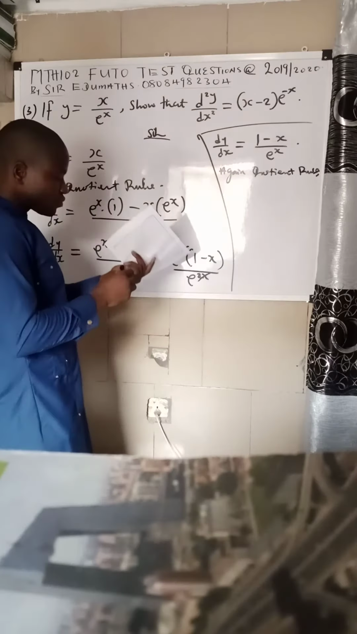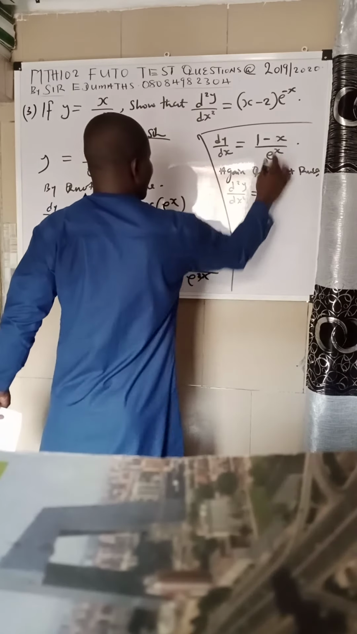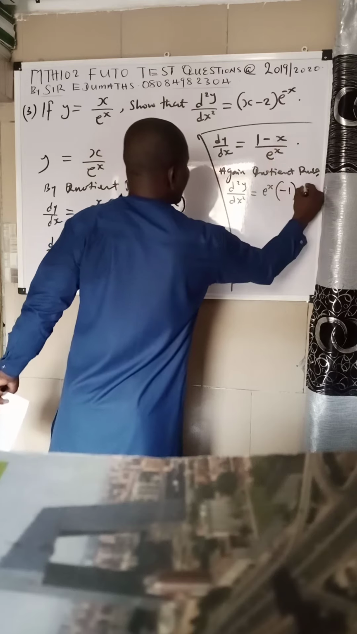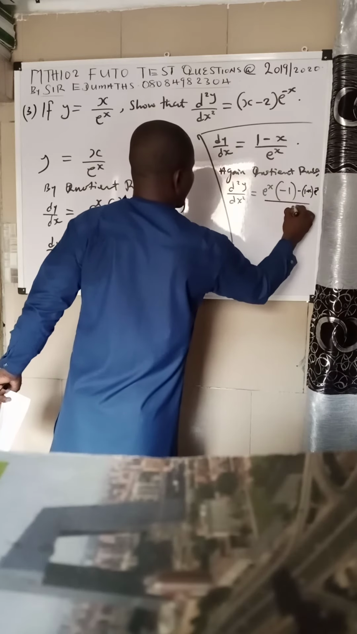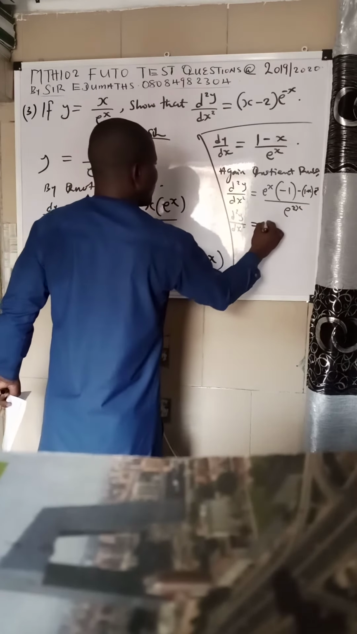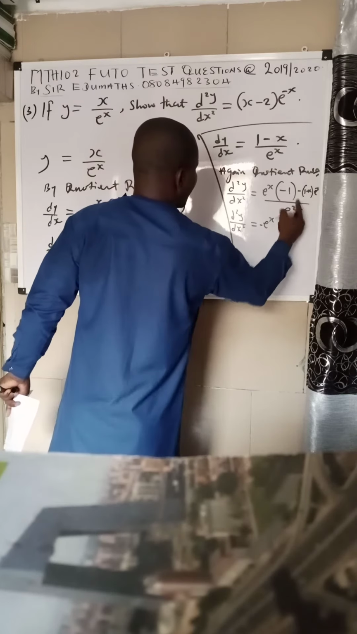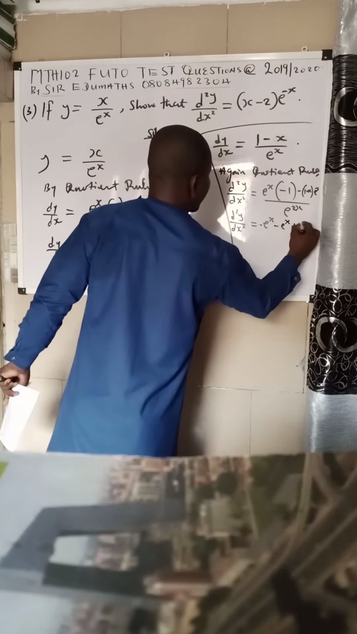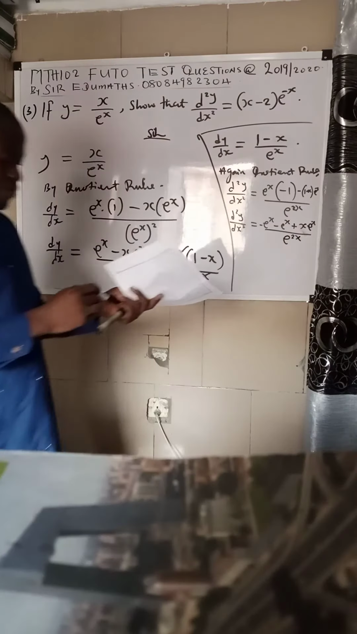Okay, so we apply the quotient rule again, and that will give us that d2y/dx2 is equal to: keep v, exponential x, differentiate u, we have minus 1, so exponential x times minus 1, minus keep all this function 1 minus x, differentiate this, we have exponential x, all over exponential x all squared. So d2y/dx2 is equal to minus exponential x, minus exponential x, and this time this will give us plus x exponential x, all over exponential 2x.